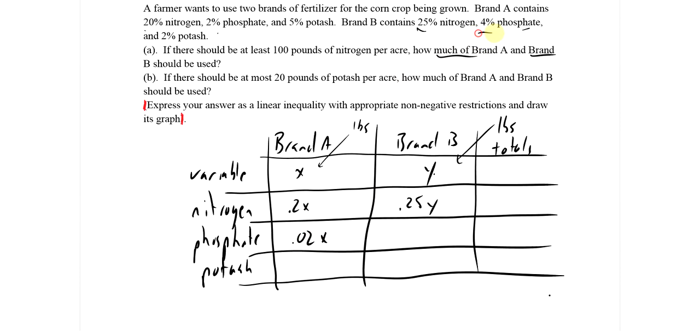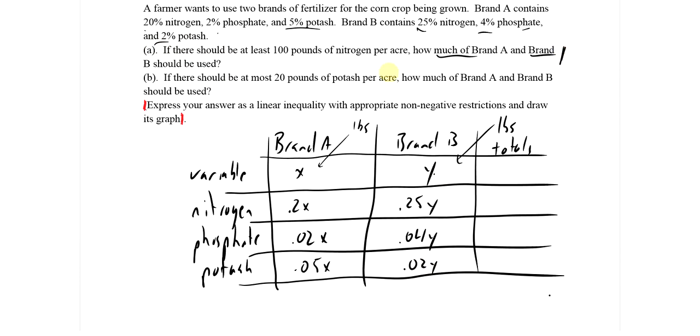For brand B, it's 4% phosphate, so that would be 0.04 times Y. And then 5% potash, I think is how it's pronounced, so 0.05 X. And 2% potash, well, if something is 2% potash and you have Y pounds of it, then you have 0.02 Y pounds of that. And then we have 2 problems.